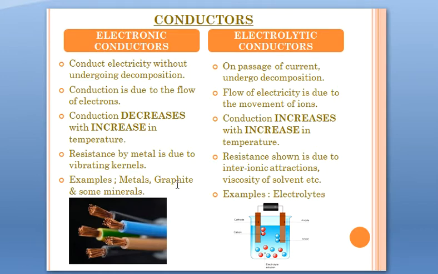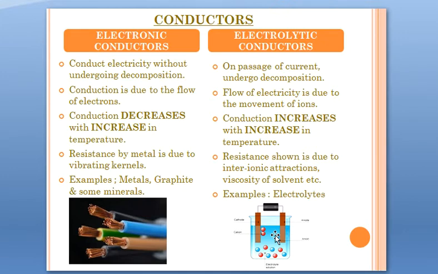Graphite is a non-metal, it's an allotrope of carbon, but you know the structure of graphite. Each carbon atom is linked to only 3 other adjacent carbon atoms, leaving 1 electron of each carbon atom free to move. Since it has free electrons, it can conduct electricity and it's an electronic conductor. And some minerals. I have added a very simple example of copper wire, which is an electronic conductor. In this case, electrolytes, right?